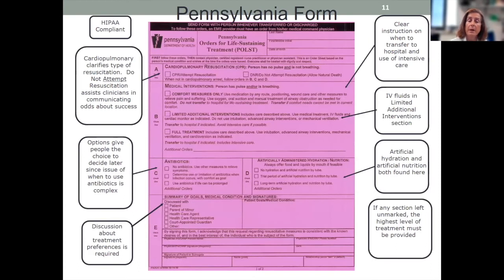This is a copy of the Pennsylvania Orders for Life-Sustaining Treatment, and as you look at it, you can see it's fairly complicated, but it does address specific medical interventions such as CPR, medical interventions when you are acutely ill, antibiotics, artificially administered hydration and nutrition. And it is signed by your physician and yourself or your healthcare proxy.